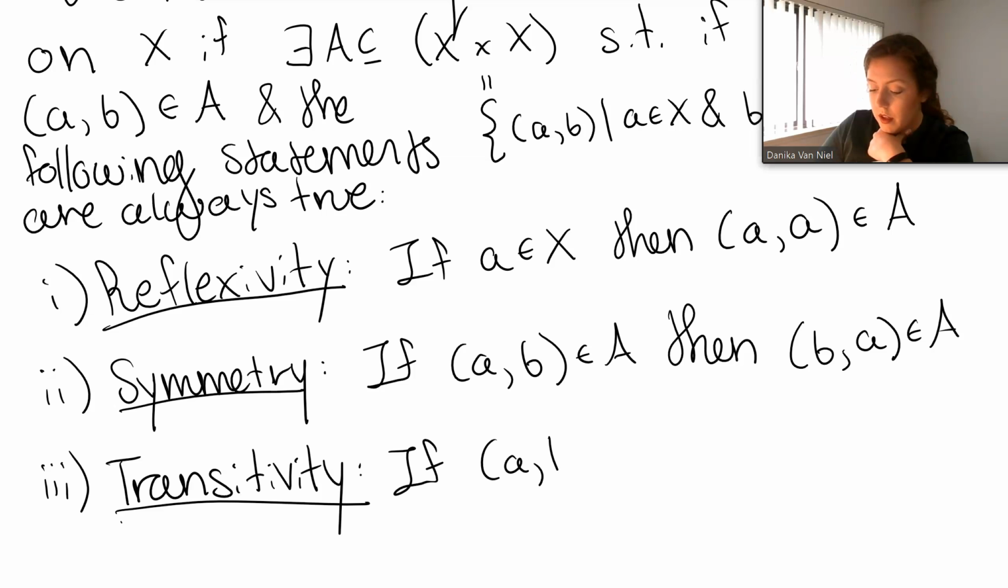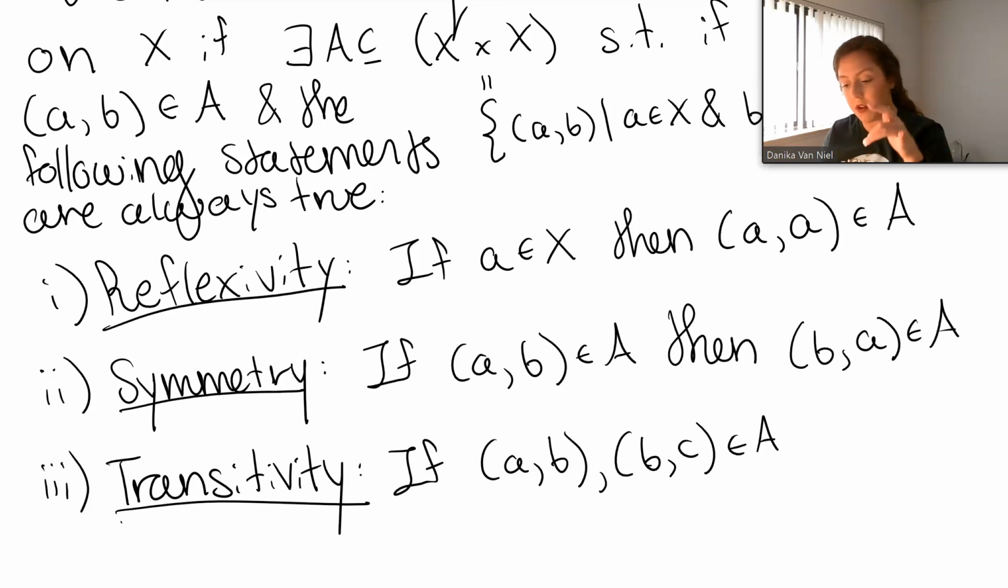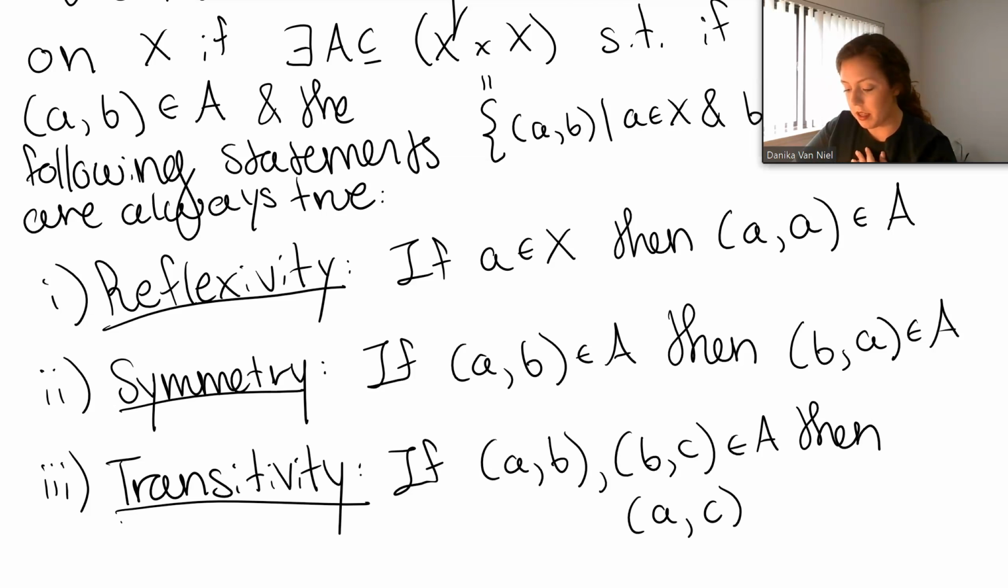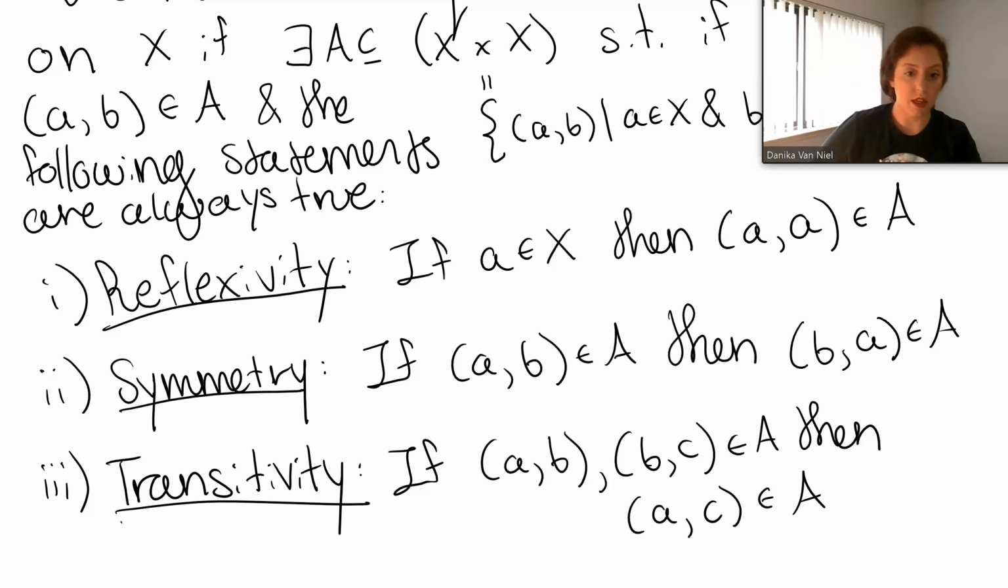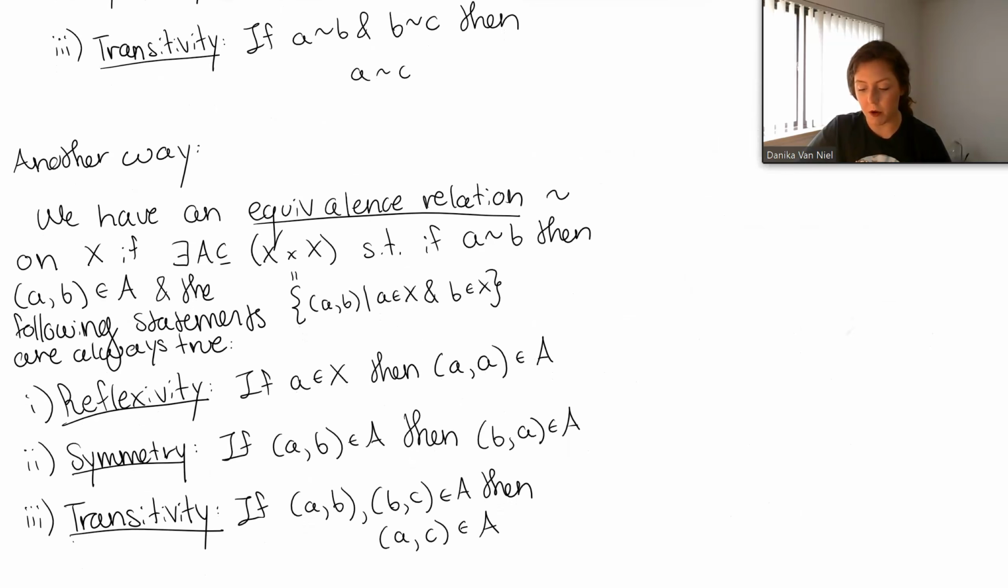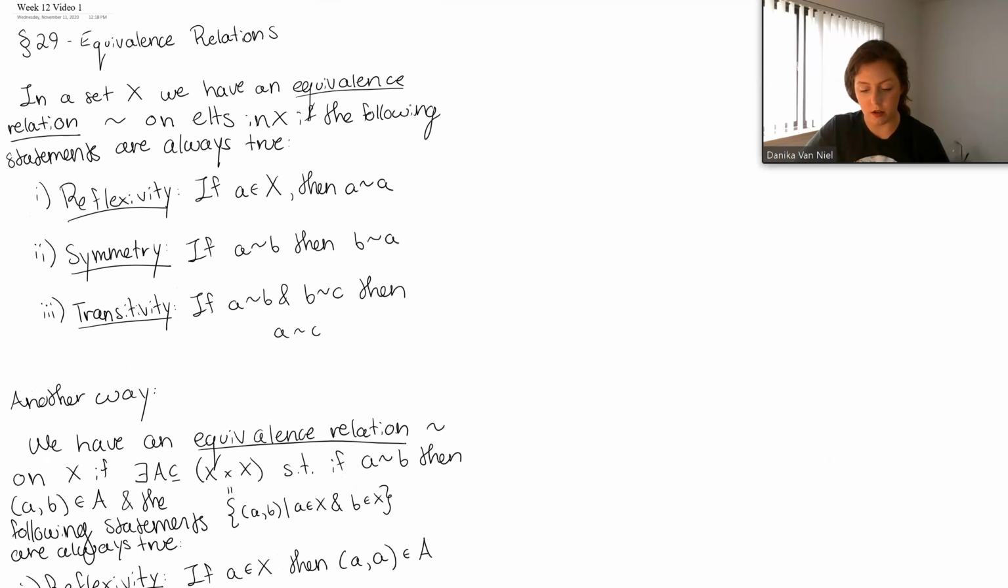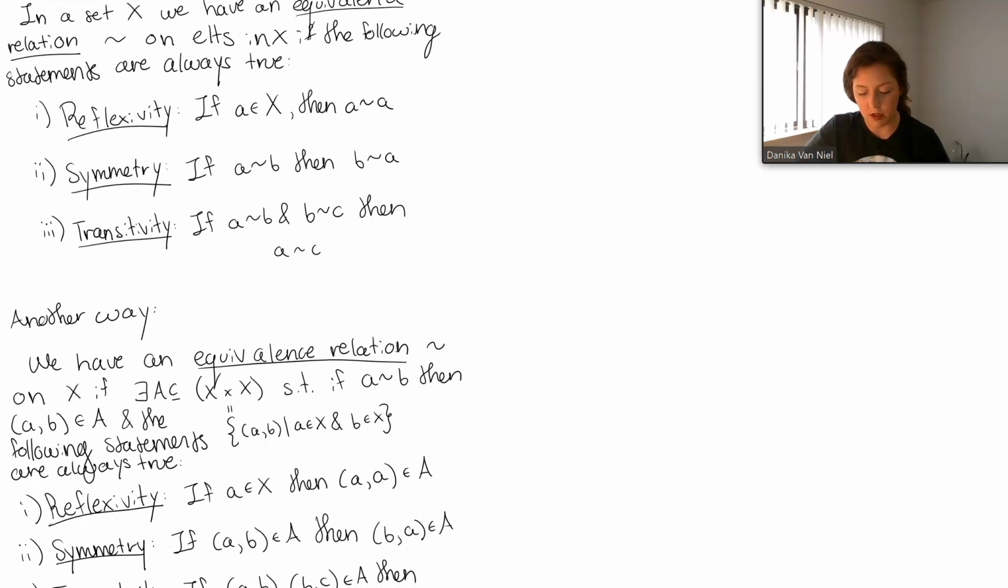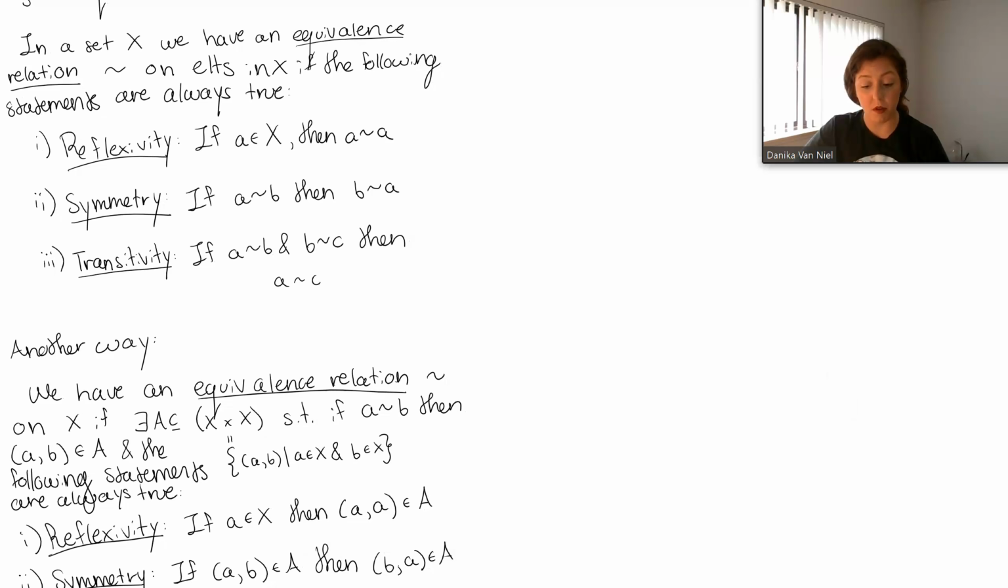If A comma B and B comma C are both elements in the relation, which means that A twiddles B and B twiddles C, then A comma C is in the relation. So that means that A twiddles C. Whichever one makes more sense with your brain, grab a hold of it and just do it that way. But they're the same statements.